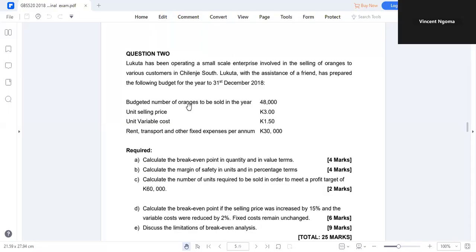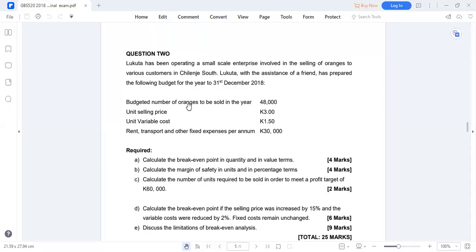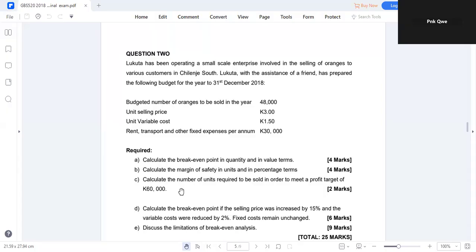So we're going to look at the 2018 paper on break-even point or CVP. We must understand that break-even point is one of the most important tools used in financial management. It's used also in managerial economics and management accounting. We use CVP to determine the level of output at which the total revenue is equal to the total cost. It's simply a point at which profit is equal to zero.